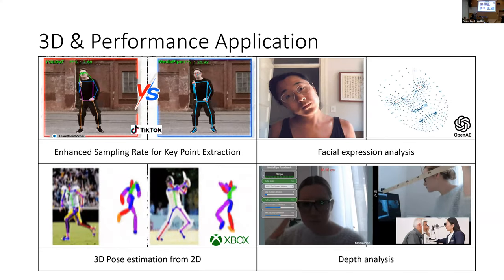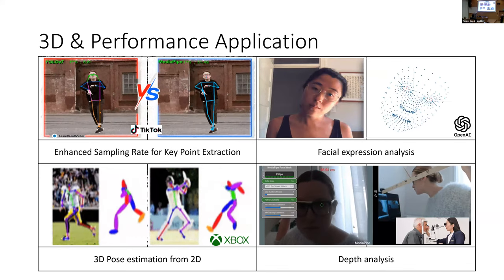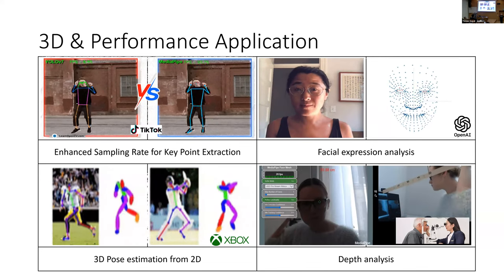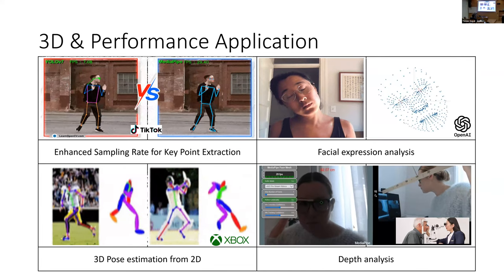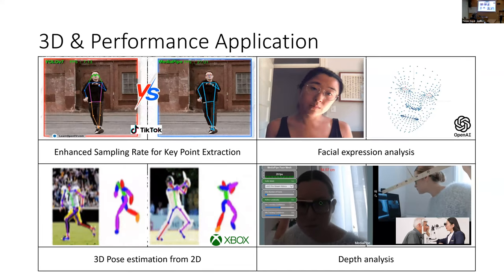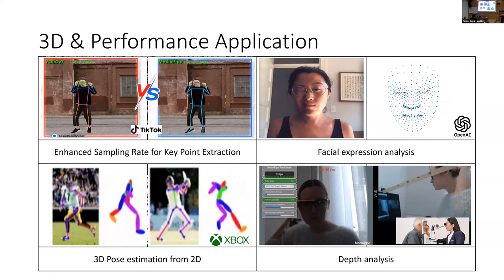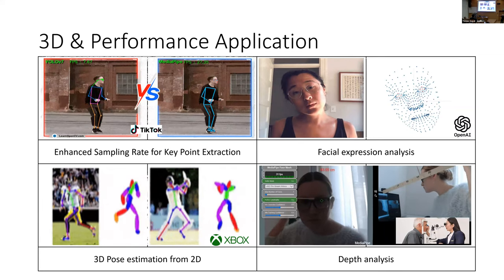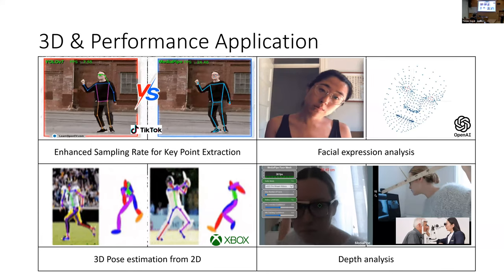Some other applications: for TikTok, they measure how well two people are dancing. Facial expression analysis, whether you are happy or sad, and look how nicely we can do it. Xbox, all the games, and some 3D look we can measure. Here you see the distance from the screen, okay? And here it's written exactly how we measure, not me. This is an idea of how we can do it.